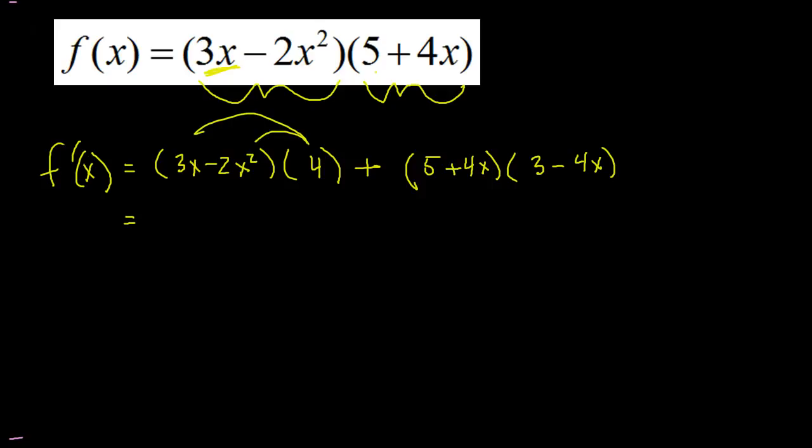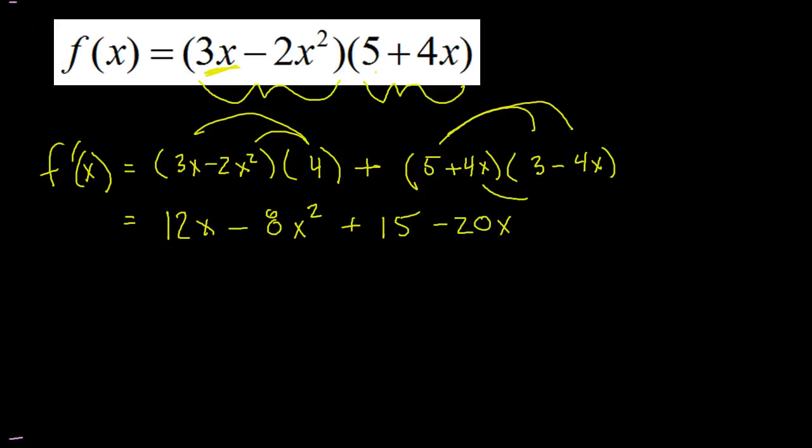All right, let's distribute this 4, getting me 12x minus 8x squared. Back here, I got to do a whole lot of distribution. So I got a 15. I got a negative 20x. I got a 12x. And then I got a negative 16x squared. All right, now it's going to combine all my like terms here.